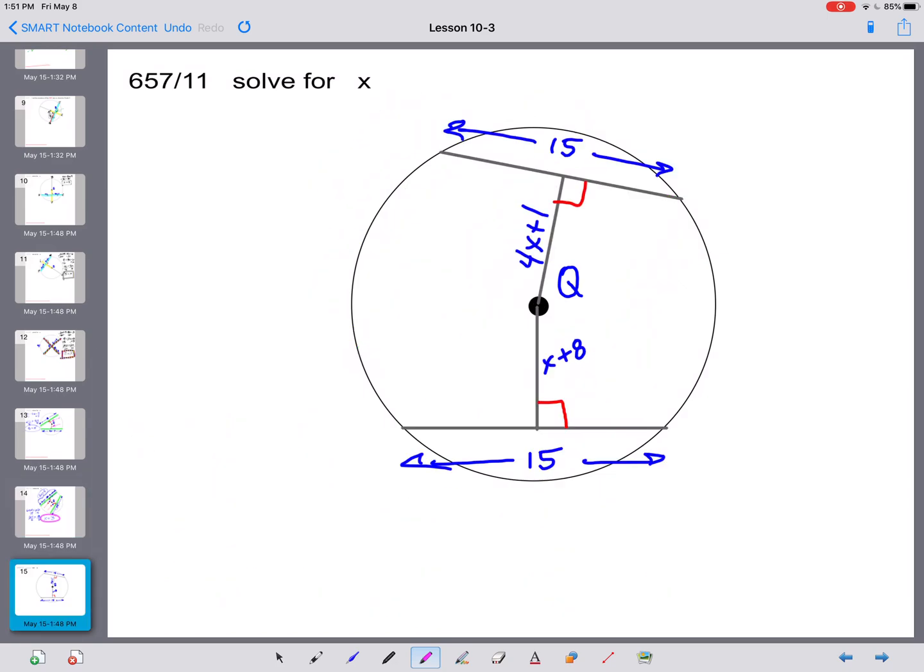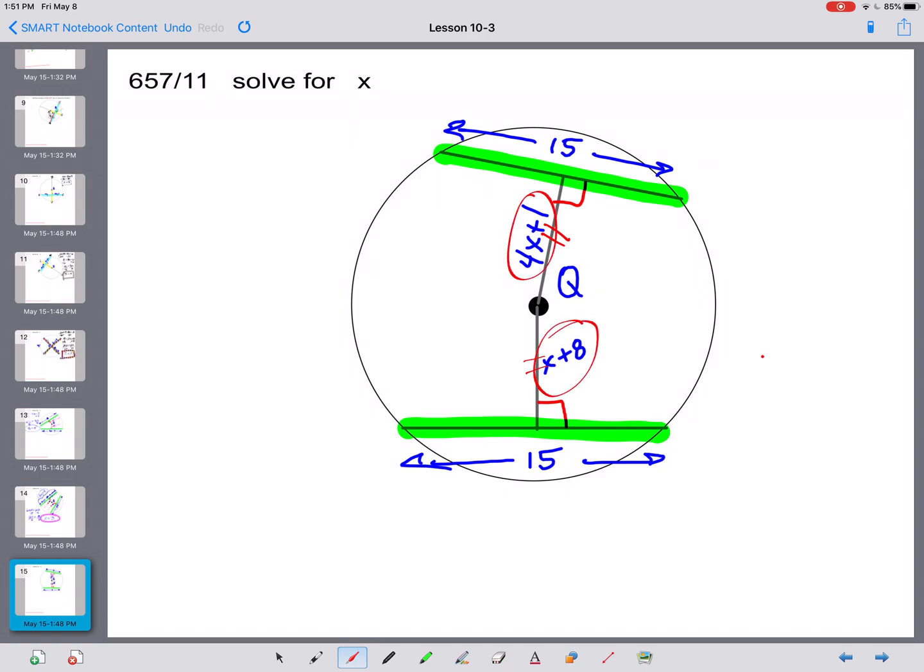Okay, last problem. Yeah, here it is. Okay. Well, look at this. This time, these 2 chords, they're both 15. They're both exactly the same length. Well, if the 2 chords in the circle are exactly the same length, then what do you know? They are the same distance from the center. That's the idea. If they're the same distance from the center, they're the same length. If they're the same length, then they're the same distance from the center. Here's our equation right here. This guy equals that.